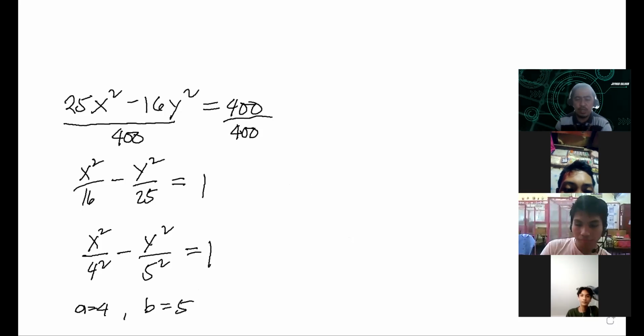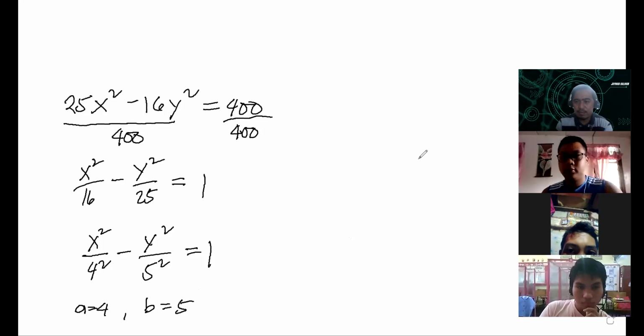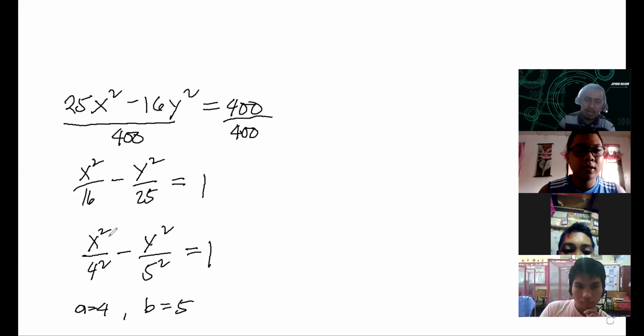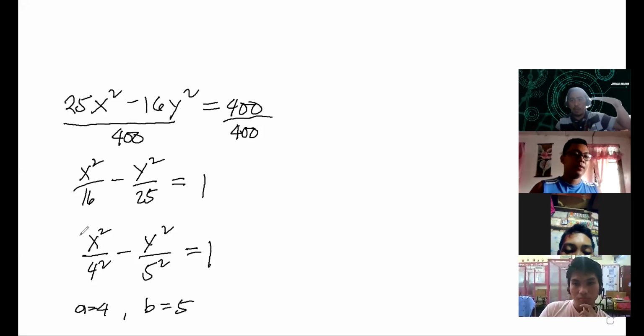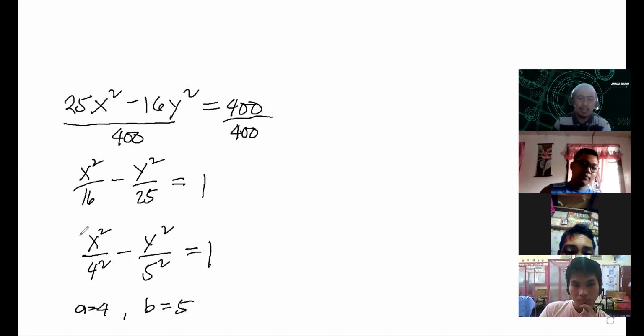Now, let me ask you this one. This is very important. Where is your transverse axis? Along the x-axis or along the y-axis? X, sir. Along x. Why x, Jetro? Correct, because x is positive. Very good. That's it, because this is positive, so it must be along x. So in your picture, here is your transverse axis. Your foci and vertices are located here. Right? Okay.